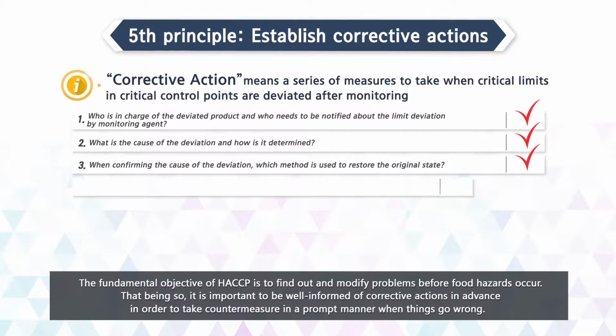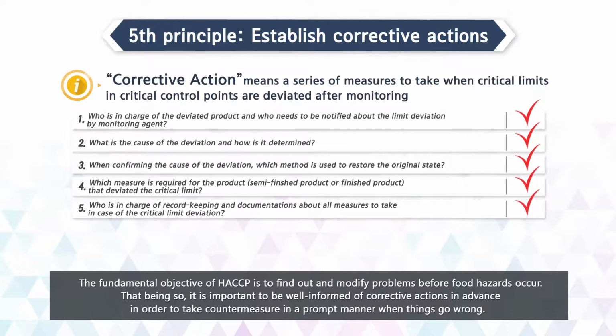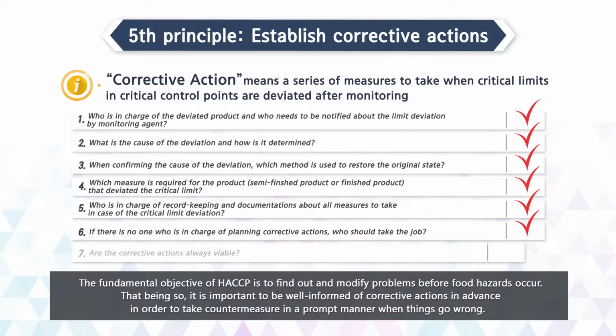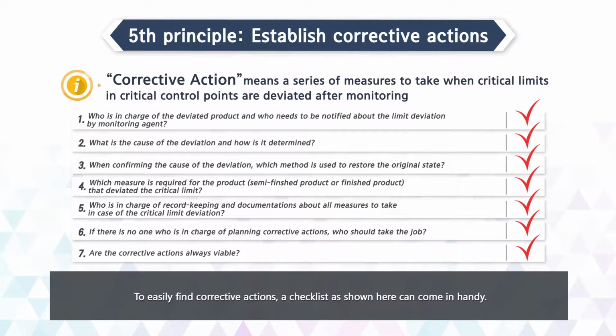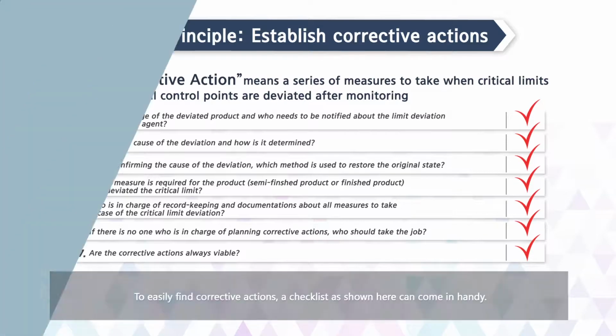That being so, it is important to be well informed of corrective actions in advance in order to take countermeasure in a prompt manner when things go wrong. To easily find corrective actions, a checklist, as shown here, can come in handy.